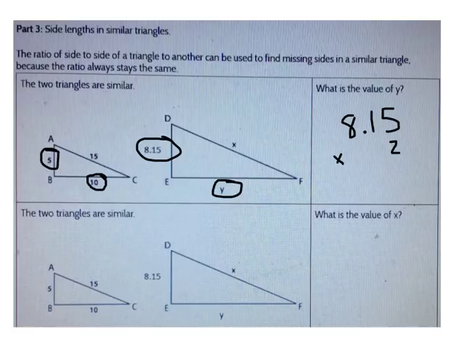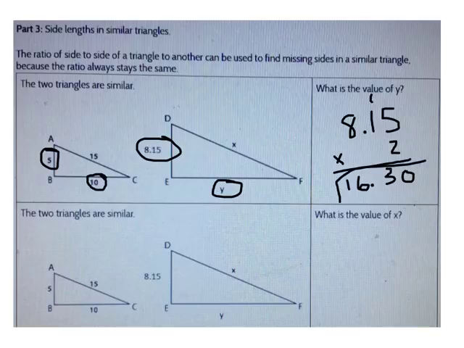What's 8 15/100ths times 2? Well, 2 times 5 is 10. 2 times 1 is 2, plus 1 more is 3. 2 times 8 is 16. The length of y is 16 and 30 hundredths.